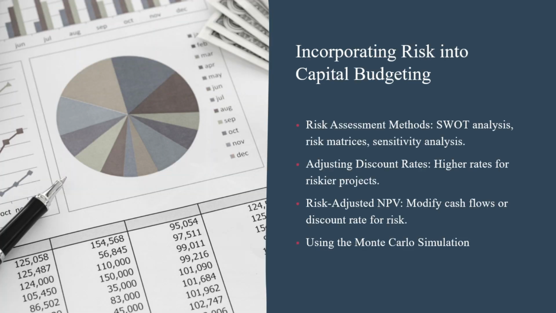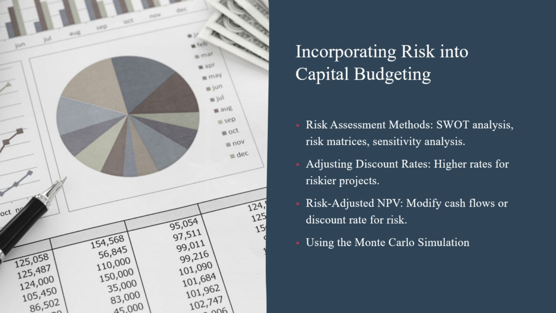Now let's talk about incorporating risk into capital budgeting. All capital budgeting methods rely on assumptions and estimates about a project's future performance. Managers use these calculations to make decisions, but these assumptions can be wrong, leading to unexpected outcomes. For instance, instead of making a profit in the second year, the project might only break even due to poor economic conditions.